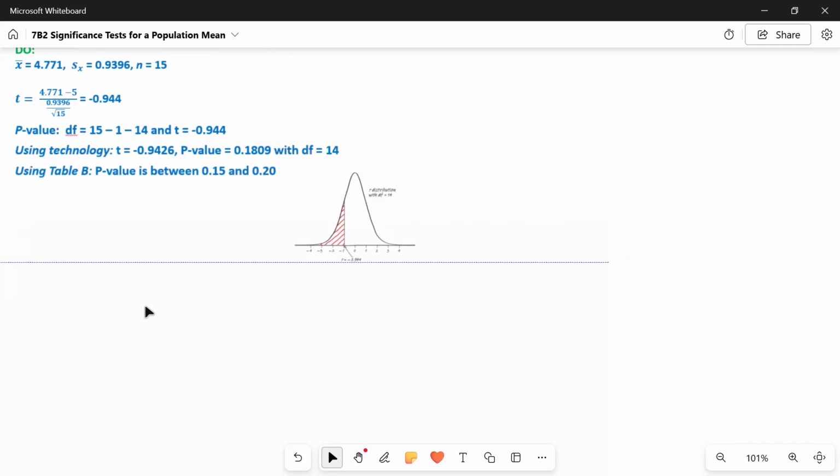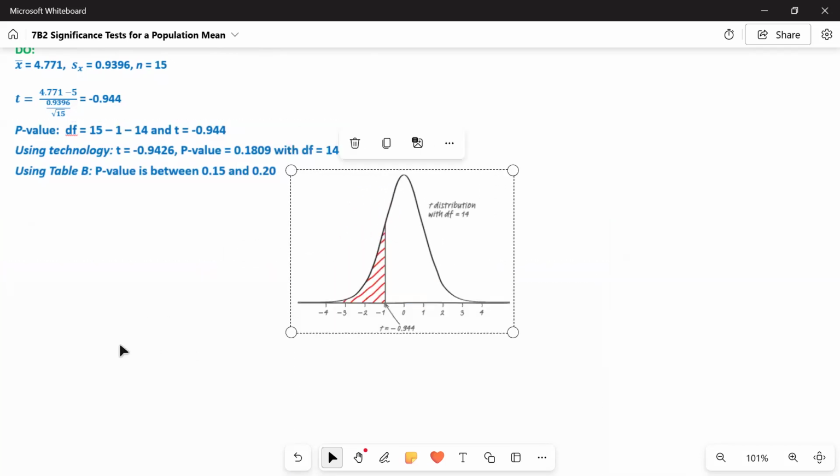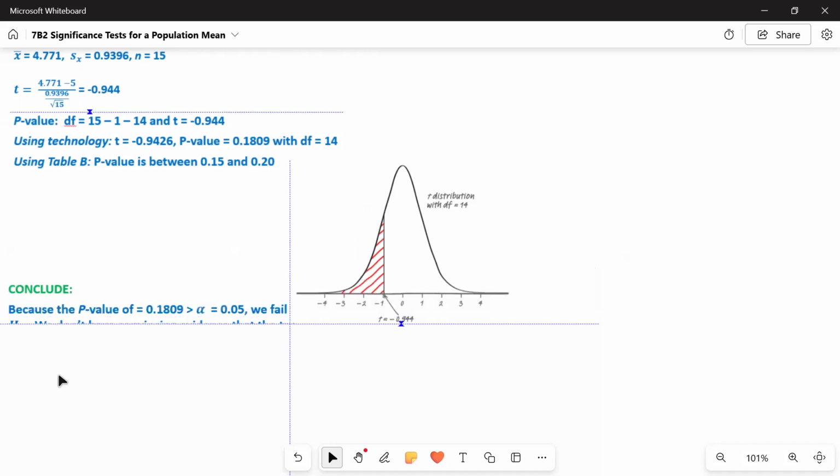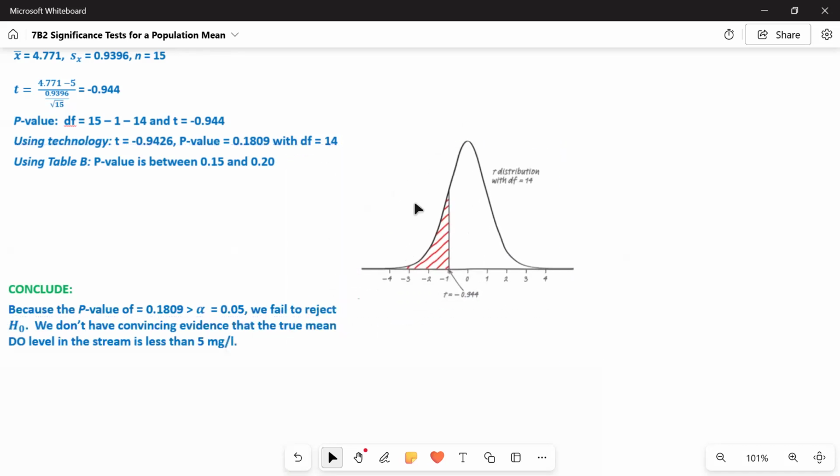Okay, so we produce a graph here of, let me just make this a little bit bigger, of the t distribution with 14 degrees of freedom. See the t-star critical value right here is almost at -1. This area corresponds to the probability of getting a result this extreme or more extreme if the true mean DO level is 5. Okay, so we want to write our conclusion.